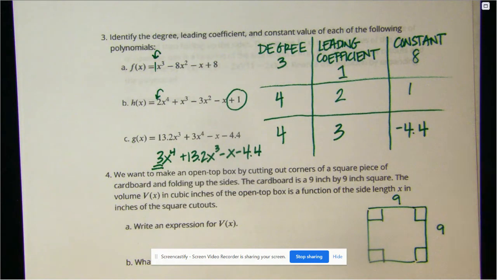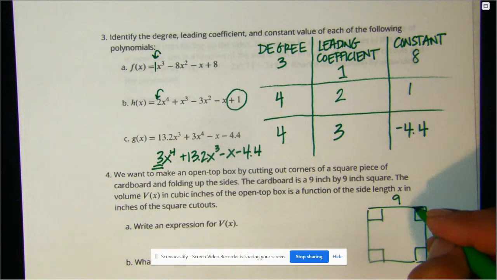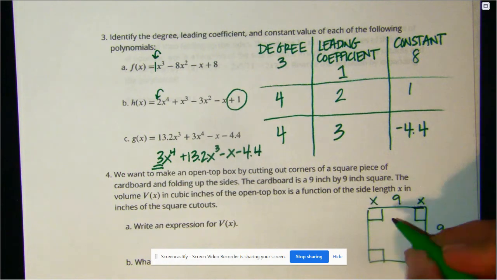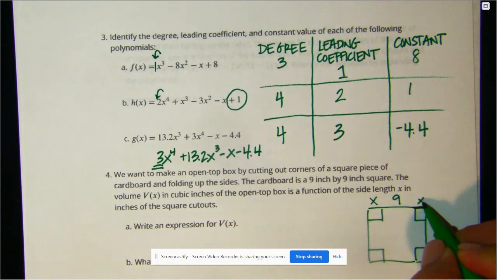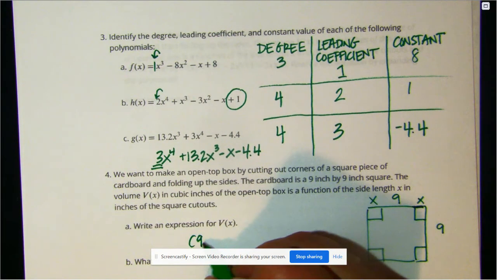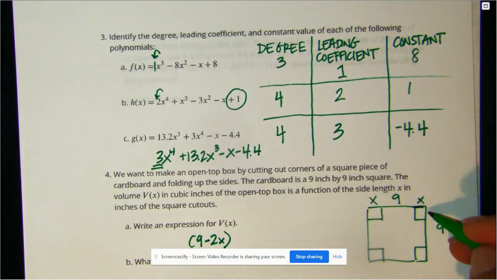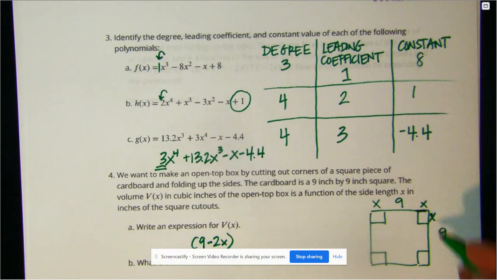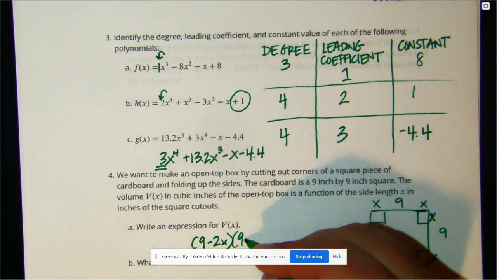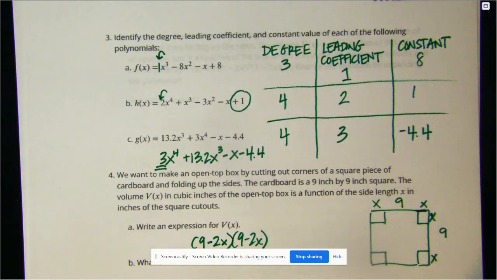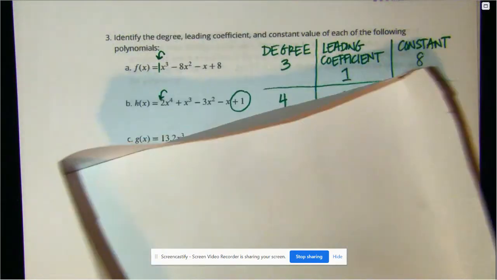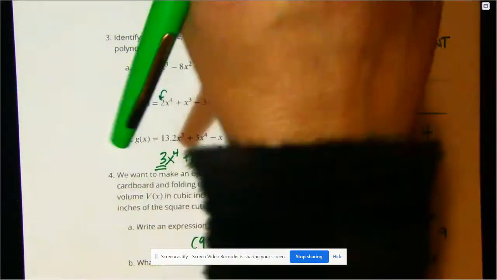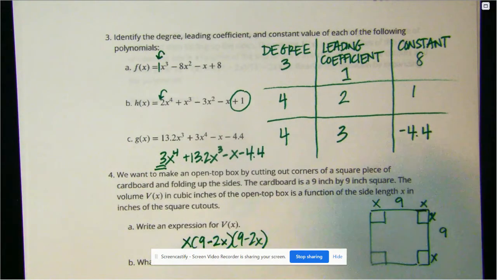Right? And this is called X. So if you cut out X and X, the dimension is going to be 9 take away 2 X's. What about this one? This is also going to be 9 take away 2 X's. And then when you fold those cuts up, right? If you watched me do it in the recap, that's your height.